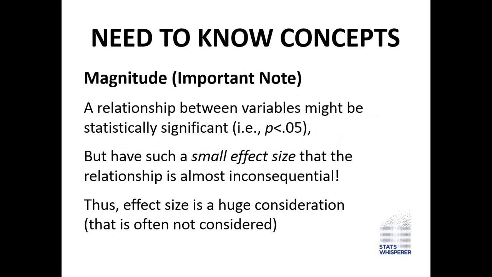So it's very important to note that a relationship could be statistically significant, but have such a small effect size that the relationship is inconsequential. So the effect size is a huge consideration, and it's often passed over. Often in the literature, we see variable relationships categorized as significant or not significant, and that's the extent of it. However, a variable can be significant with a huge effect, or significant, like I said, with an effect size so small that it's not really significant to our study.